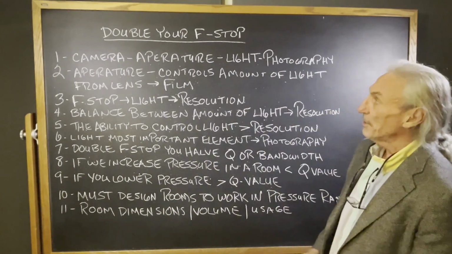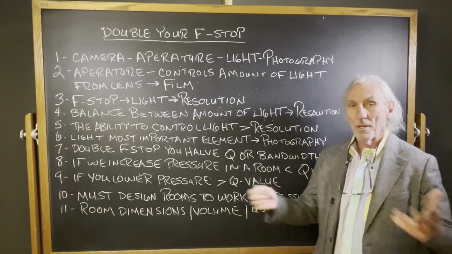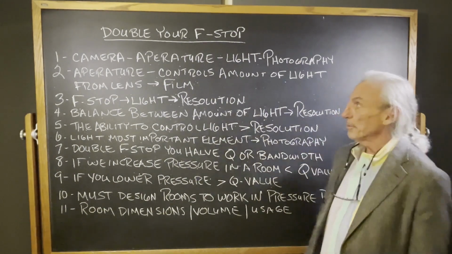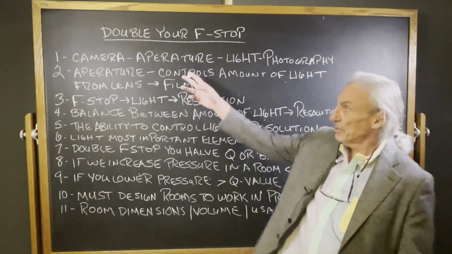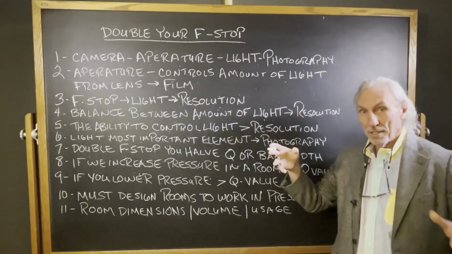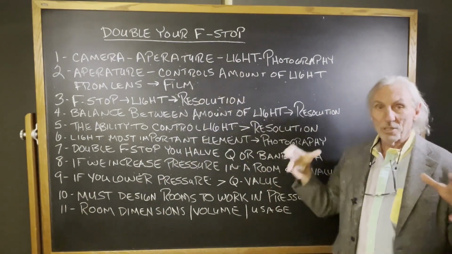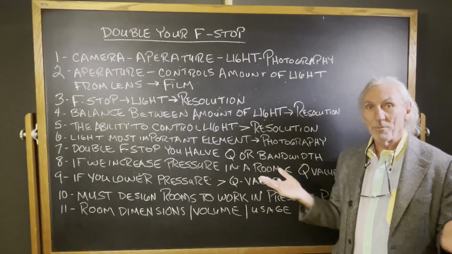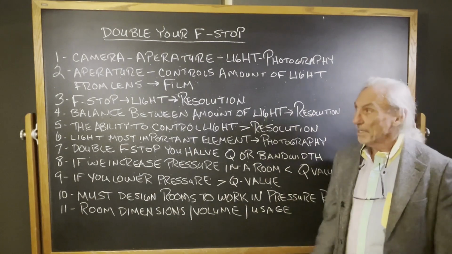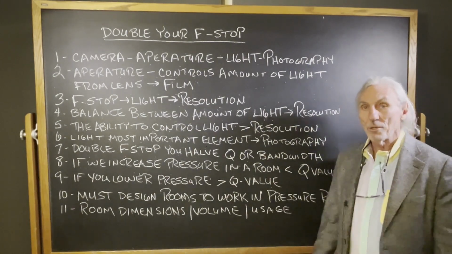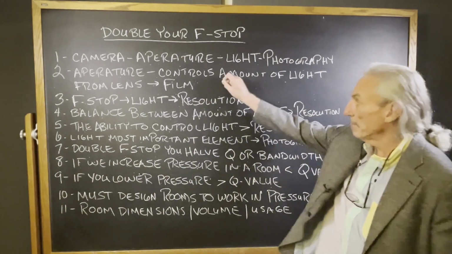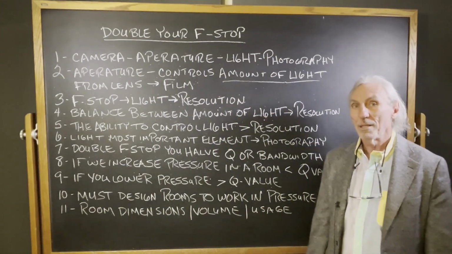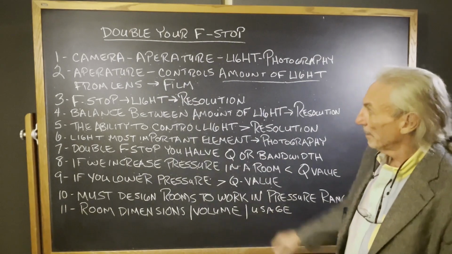The title of this video is Double Your F-Stop. So I'm going to use a little camera analogy, if you will, here. Those of you familiar with cameras: the aperture of a camera is the device that controls the amount of light that gets into the film. Well, not film anymore, most digital cameras, but it gets into the hard drive, the drive to record the data. So it controls the amount of light that comes in through the lens. That's the main thing that we want to take from the aperture.